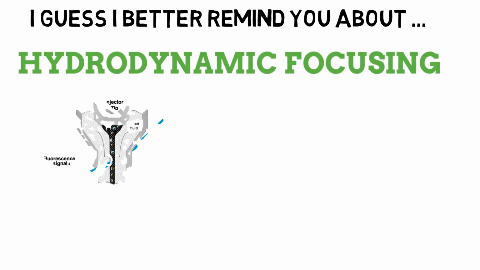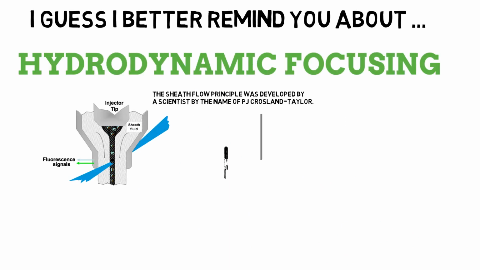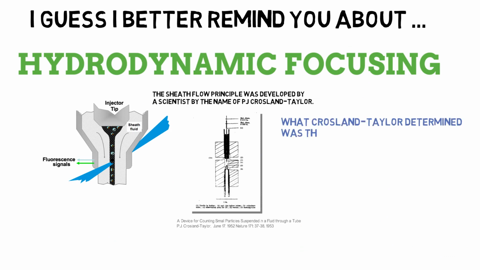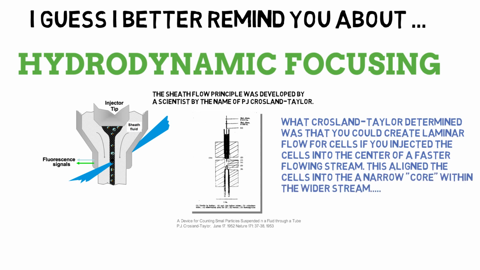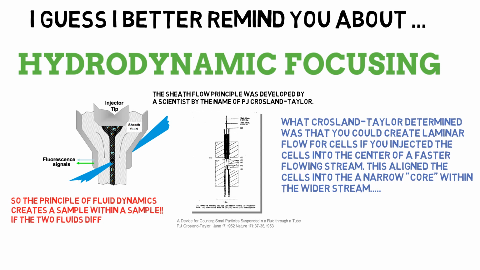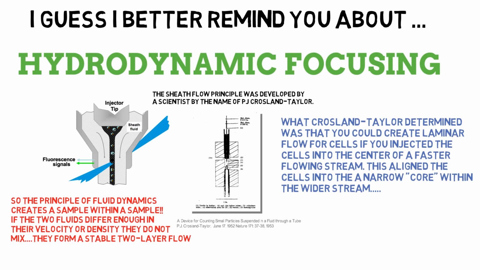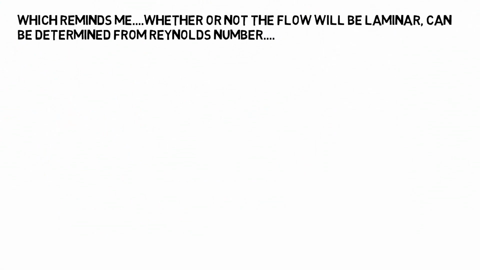The sheath flow principle was developed by a scientist by the name of P.J. Crossland-Taylor in 1953. What Crossland-Taylor determined was that you could create laminar flow for your cells if you injected the cells into the center of a faster flowing stream. This aligned the cells into a narrow core within the wider stream. So the principles of fluid dynamics create a sample within a sample. If the two fluids differ enough in their velocity or density, they do not mix. They form a stable two-layer flow.